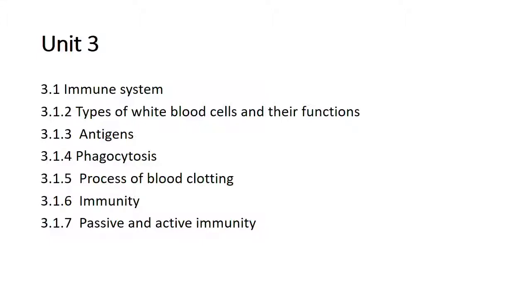Immunity is the ability of our body to protect itself against disease. That means you are exposed to a pathogen, but you don't get sick because your body makes this pathogen harmless before you show any symptom. Passive and active immunity. Passive means you receive ready-made antibodies. It's not you who is producing the antibodies.